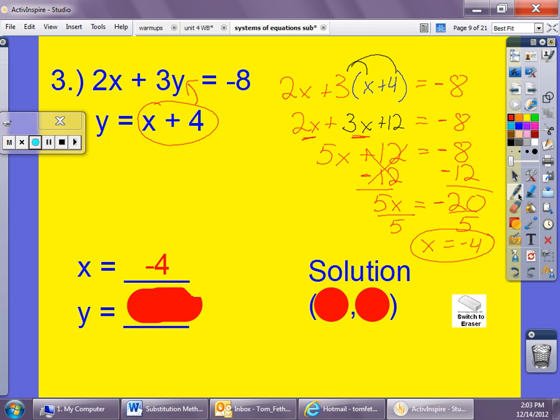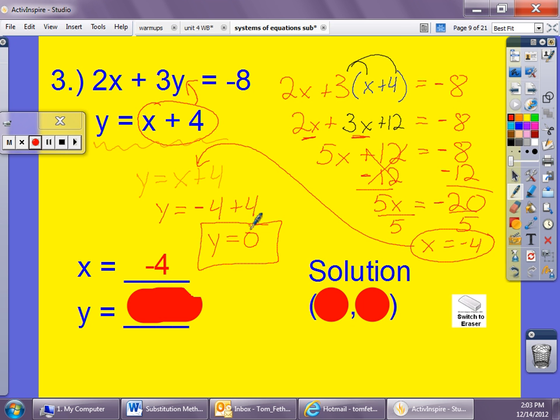To get the y value, well, we have this equation that already tells us that y equals x plus 4. So if I know that y equals x plus 4 and my x value, we know that the x value is negative 4. So we're going to substitute negative 4 back in for x. So y equals negative 4 plus 4, or y is equal to 0.